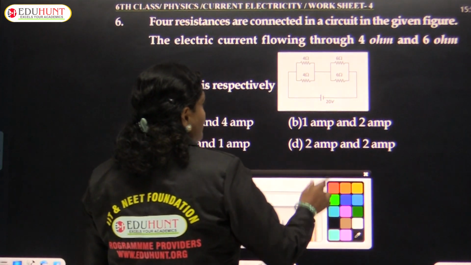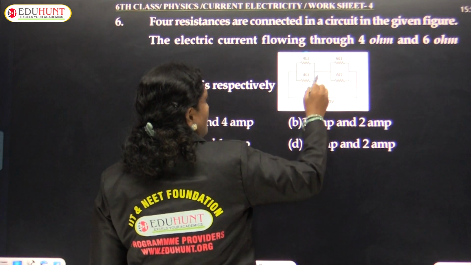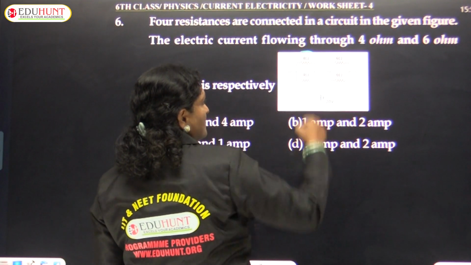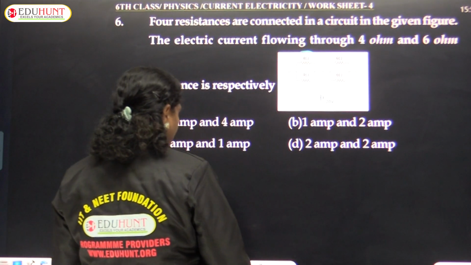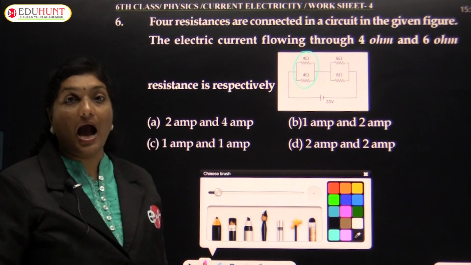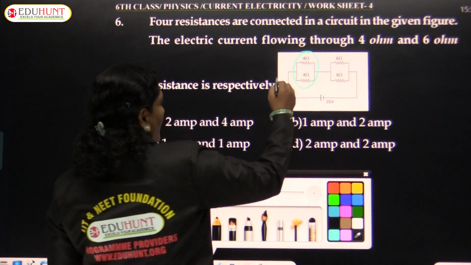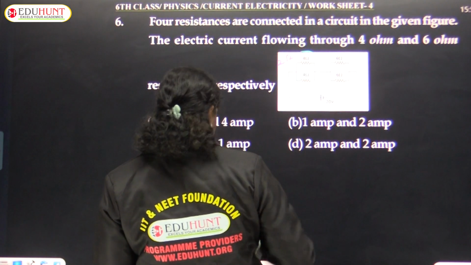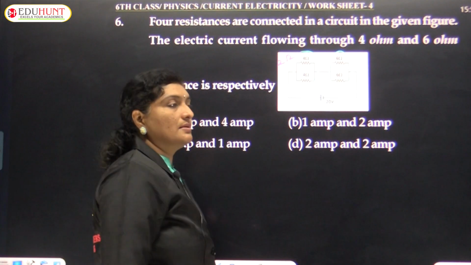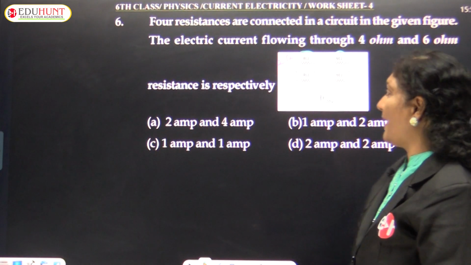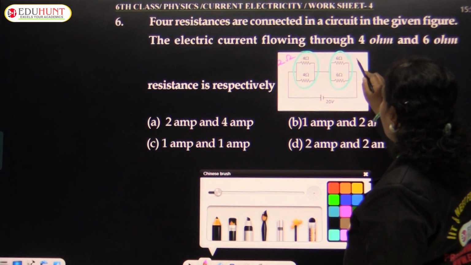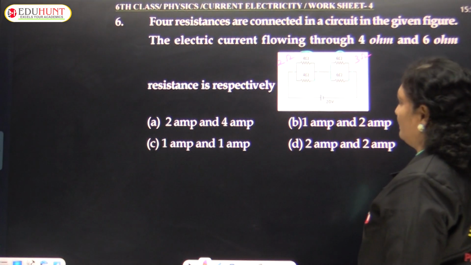If you observe this carefully, these 2 equal resistors are connected in parallel. When 2 equal resistors are connected in parallel, the equivalent resistance is R by 2, that is 4 by 2. Here it is 2 ohms. Similarly, here also 2 equal resistors, 6 and 6, are connected in parallel. The resultant will be 6 by 2, which is 3 ohm.